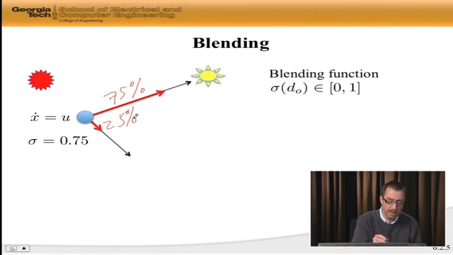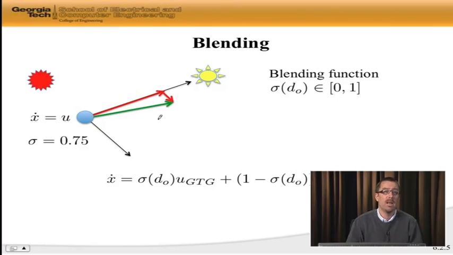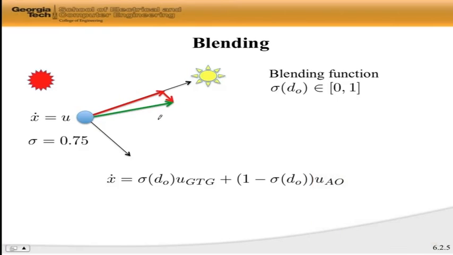And what I'm doing now is I'm taking this little snippet, adding it on here, and getting this as my new direction of travel. So if I do that, I get the green arrow here. And the green arrow would now be the blended direction. So x dot is going to be 0.75 in this case of going towards the goal, and 1 minus 0.75, which is 0.25, of avoiding obstacles. So this is a very natural way in which you can actually blend these two types of behaviors.